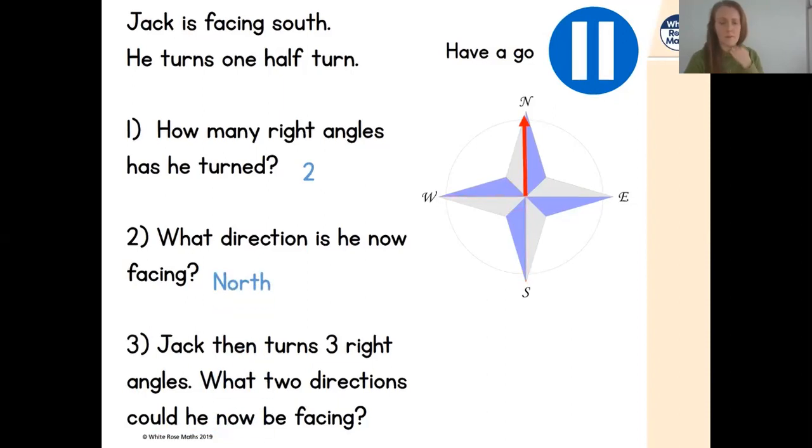And then he turns 3 right angles. So he's facing north this time, and he turns 3 right angles. What 2 directions could he now be facing? Let's have a look. 1, 2, 3 right angles. So he could be facing west, or if you went the other way around, he'd be facing east, of course. So west or east are your answers there.